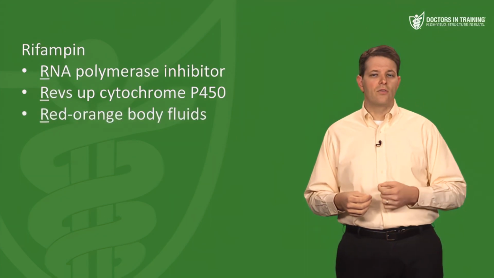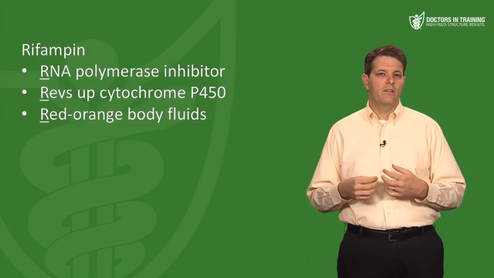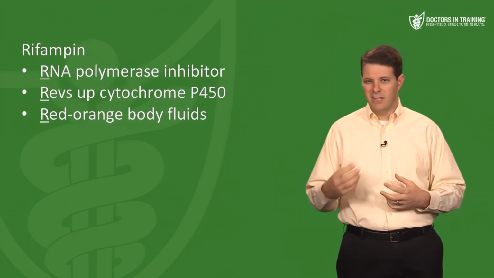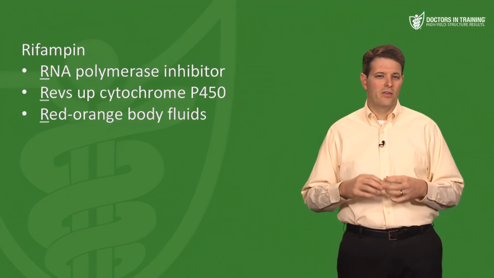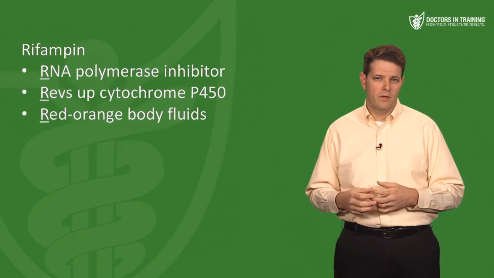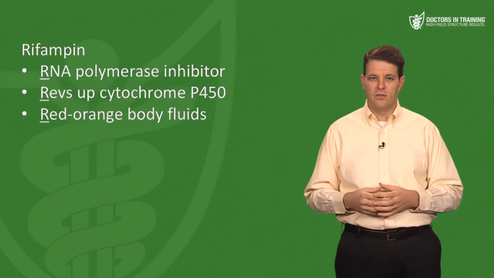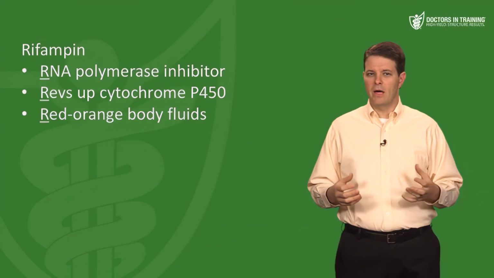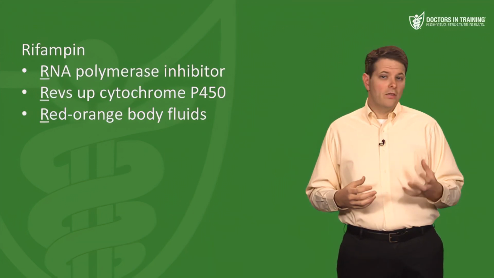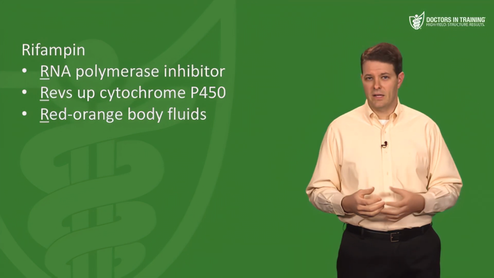Then the third R is for red. Rifampin causes body fluids like sweat and tears and urine and saliva to turn sort of a reddish-orange color. All the rifamycins can do this to a certain extent. It kind of freaks people out if you don't forewarn them. And it can also stain their clothes or stain their contact lenses.